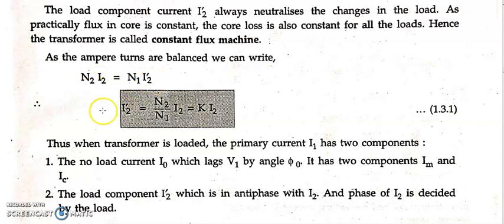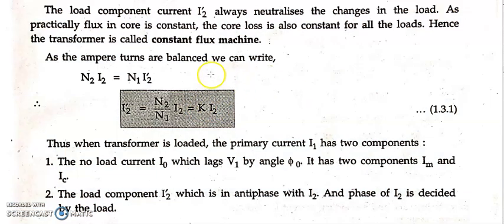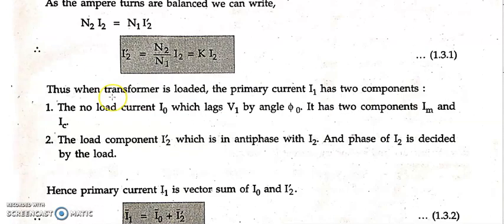Fine. Now you can write I2 dash equal to N2 by N1 into I2. You can just rearrange the format like this. And we know the transformer ratio constant N2 by N1 is always equal to K, so I2 dash equal to K times I2. Now one more thing you have to remember, like I told you already, I2 dash has the same magnitude as I2, but I2 dash is in the opposite direction to that of I2. That is, I2 dash will always be in anti-phase with I2.